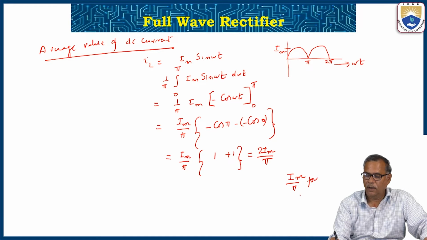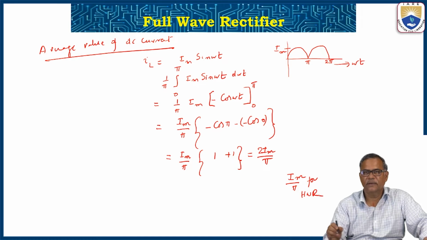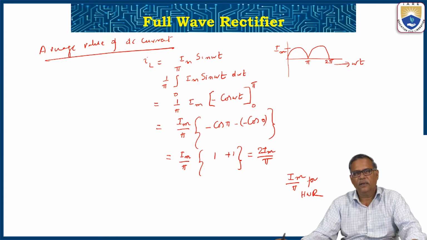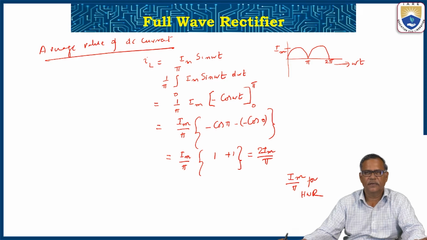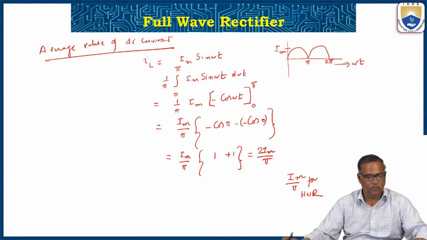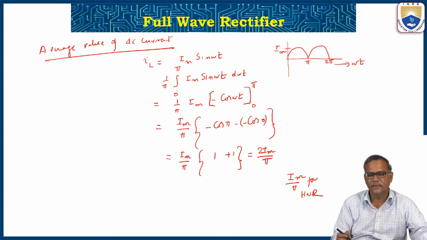For half wave rectifier. So you can easily infer that the average value of current is double compared to the half wave rectifier. The average value of full wave rectifier is double compared to the value in half wave rectifier. So it is better. The average value is better. Okay. Now let us find out what is the average value of DC voltage.